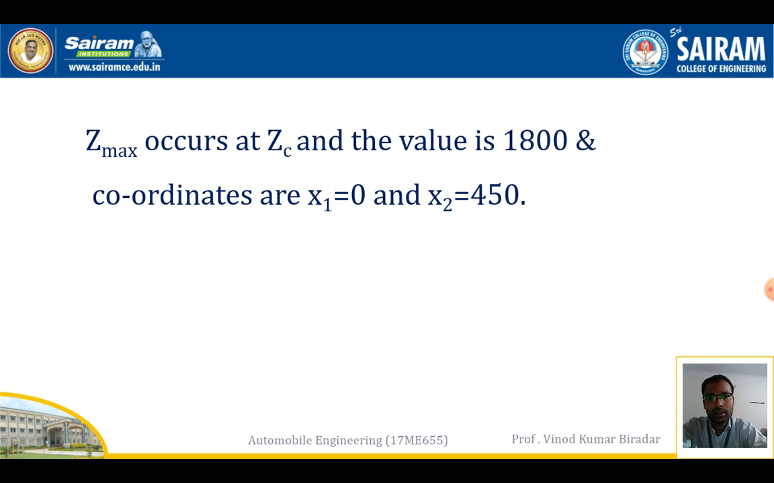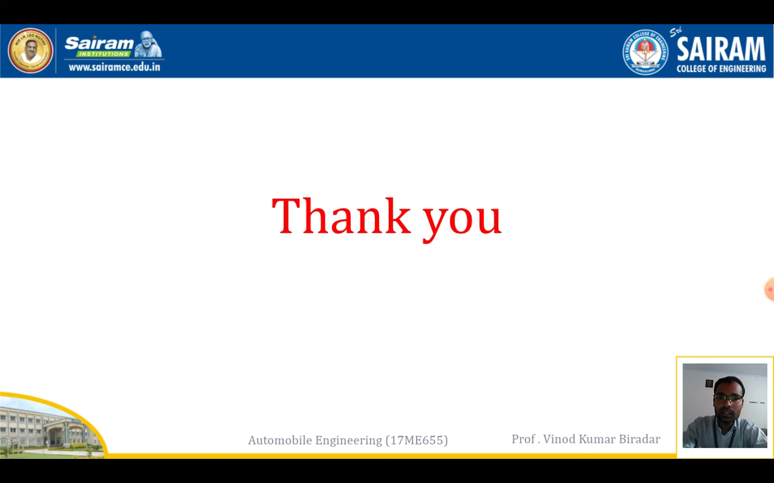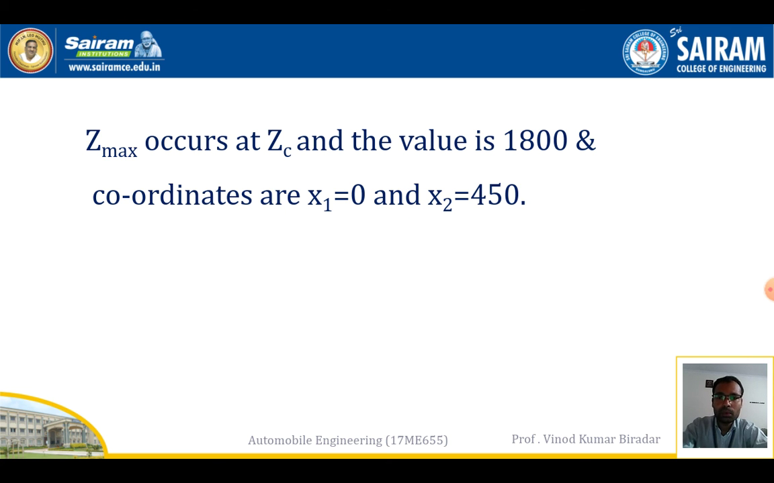So that is your coordinate. Z maximum occurs at C, and the value is 1800, and the coordinates are x1 equal to 0 and x2 equal to 450. This is your answer. The answer for the maximum point is the largest value, and you consider that coordinate. That's it. This is about the linear programming problem.